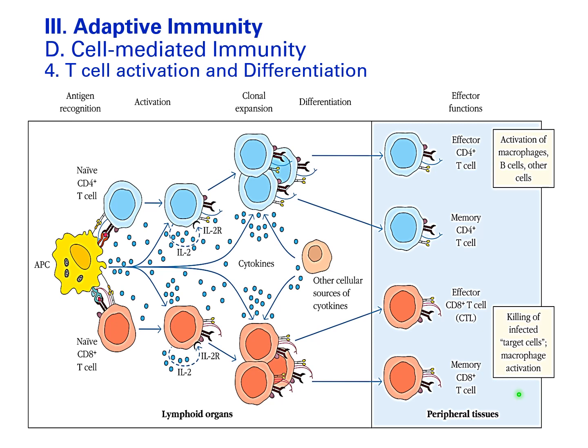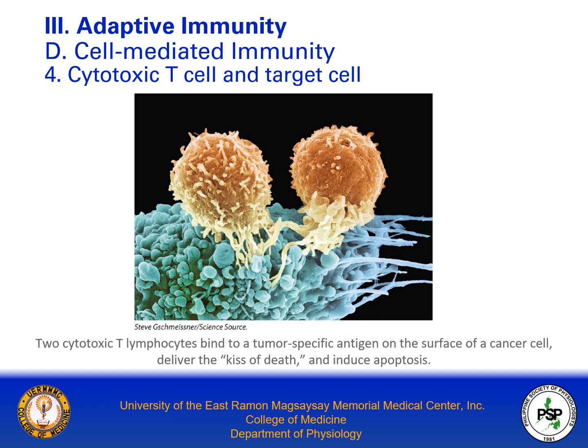Memory T cells are long-lived and have enhanced ability to react against antigens. Now, the effector T cells recognize antigens in the lymphoid organs or in peripheral non-lymphoid tissues. These cell responses should decline after the antigen is eliminated. We look at one of the effector cells of cell-mediated immunity, and this is your cytotoxic T cell. This photo shows us two cytotoxic T lymphocytes that bind to a tumor-specific antigen on the surface of a cancer cell. They are delivering the kiss of death to induce apoptosis.